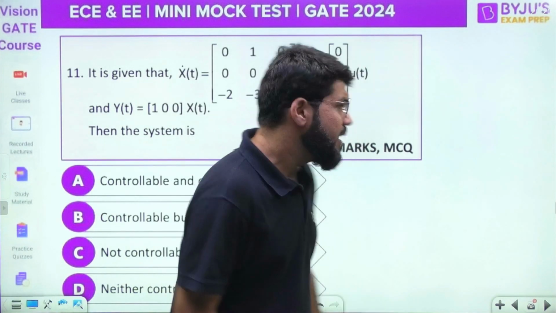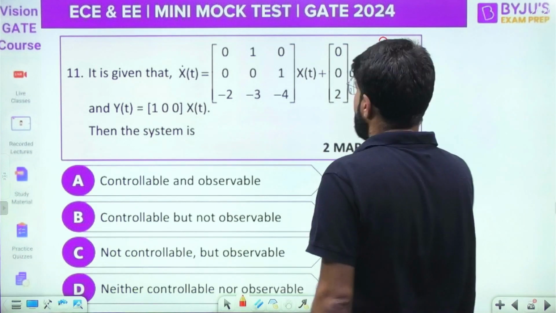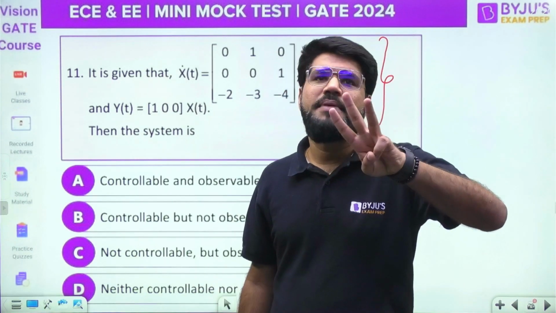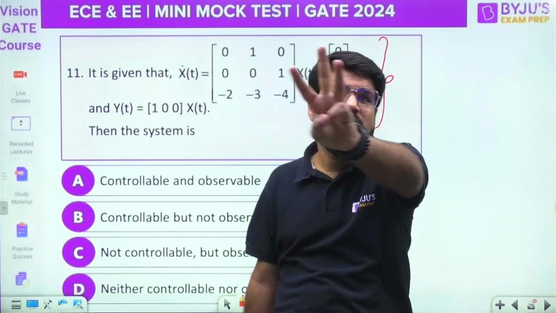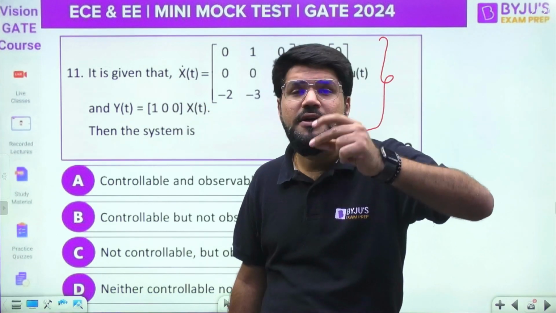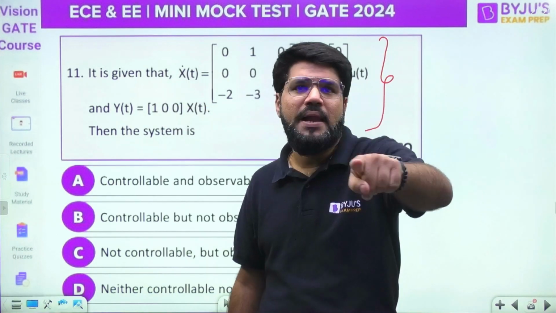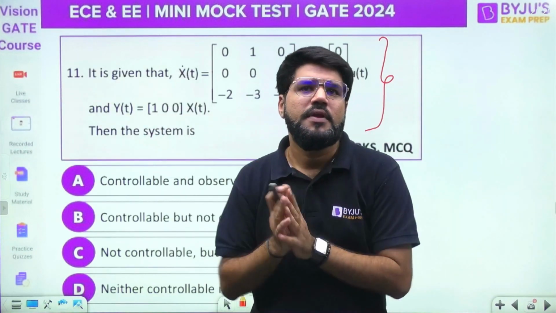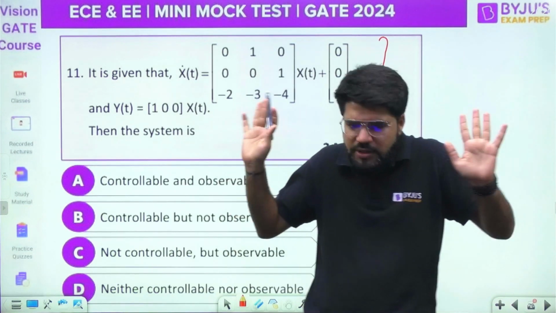Okay, looking into this, you should be able to identify what type of model it is. It's a 3 cross 3 matrix. The system matrix is 3 cross 3, which means it is a third order system. For this third order system, if you go and apply Kalman's test, it is going to be very lengthy.